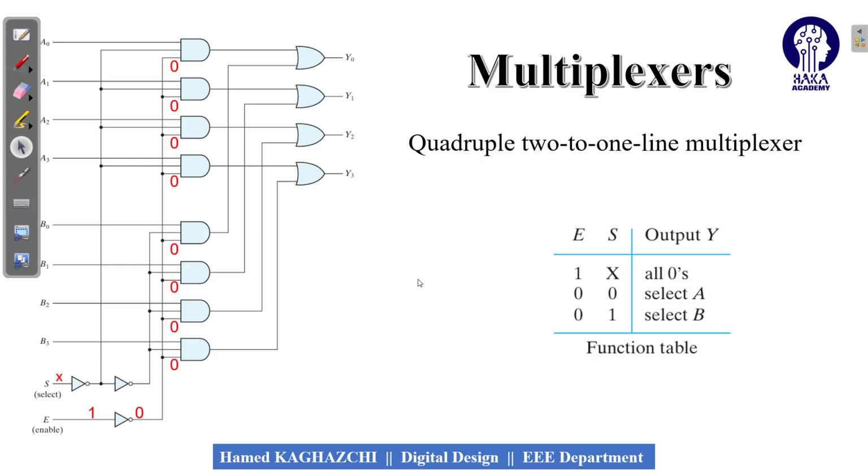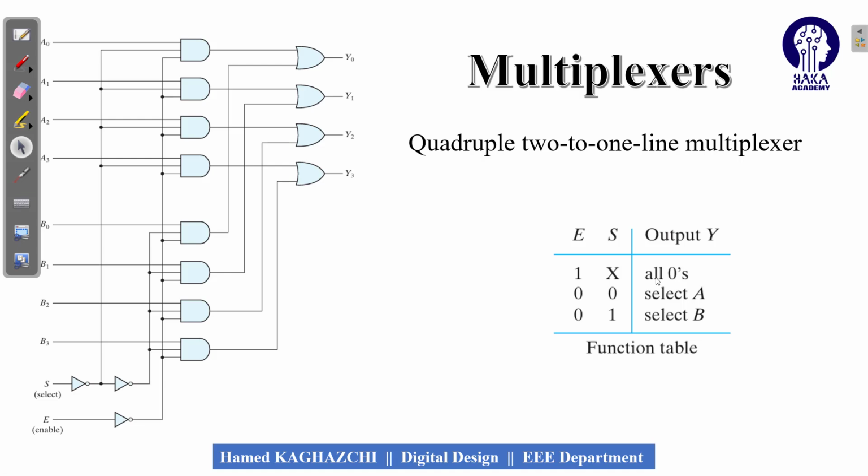For this reason, it doesn't matter what S is. S will be don't care. So when S is don't care, the output of the AND gates will be equal to 0. All of the zeros move to the inputs of the OR gate, so the output of this circuit will be equal to 0. For this reason, as you can see here, when enable is 1, it doesn't matter what X is, and the output will be equal to 0.